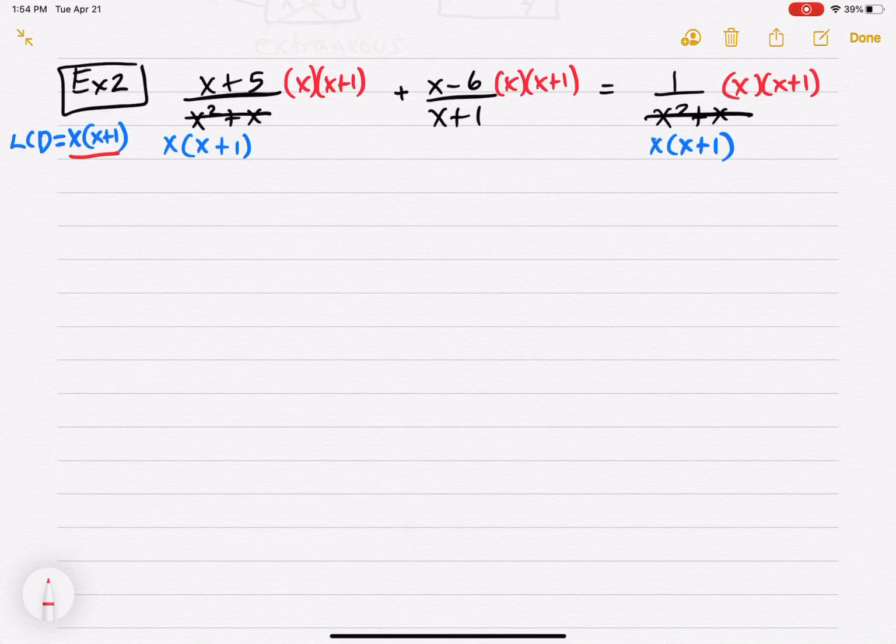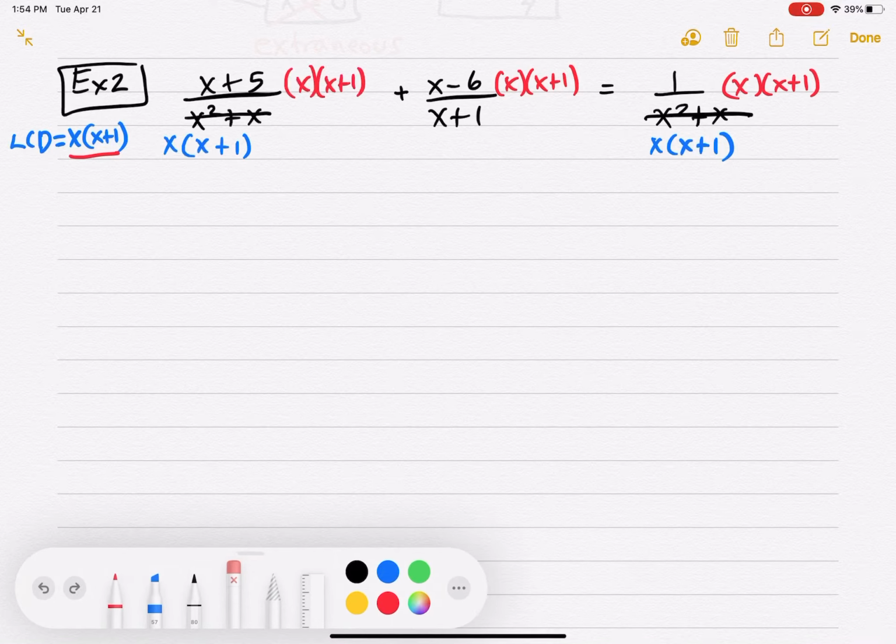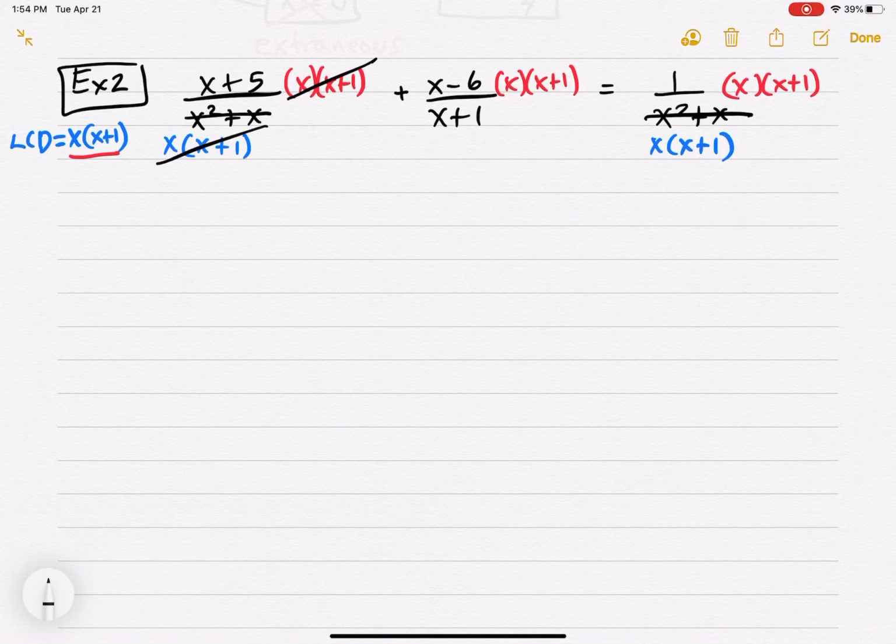Actually, everything divides out on the left denominator right here. Oops, I meant to cross it out, not erase it. So all of that divides with all of that. It's going to leave us an x plus 5. On the other fraction, x plus 1 and x plus 1 divide, and it's going to leave us with an x minus 6 times x.